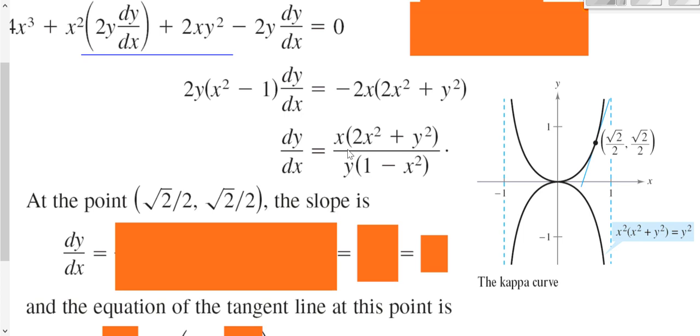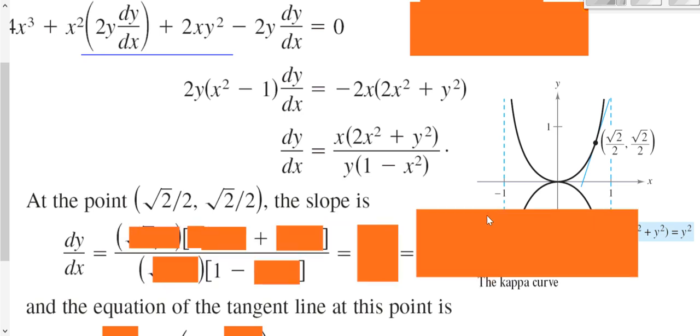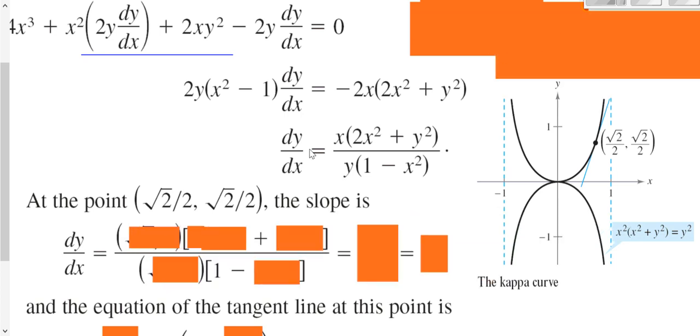here, and plug it in. We have our x, which is root 2 over 2. Plug it in here, here, and here. Our y also happens to be root 2 over 2, so we can plug it in here and here. So plug that in. Our x in front, root 2 over 2. Our 2 times our root 2 over 2.